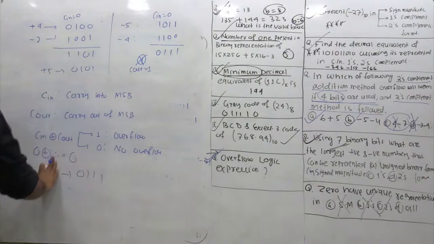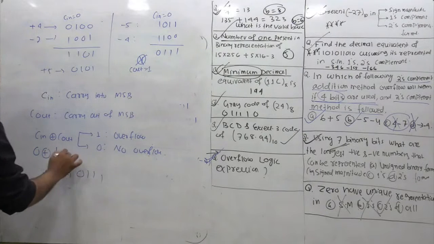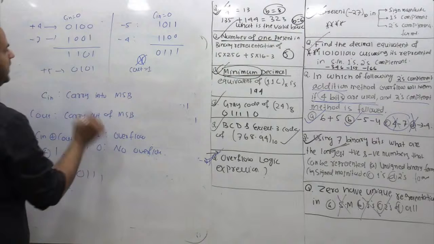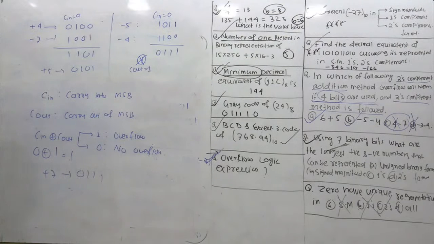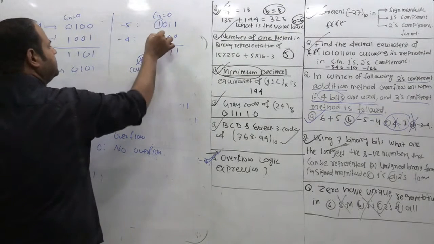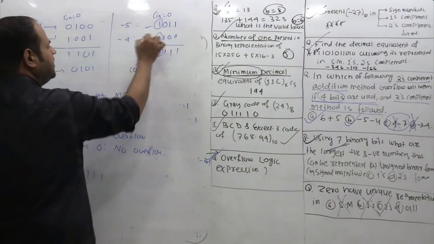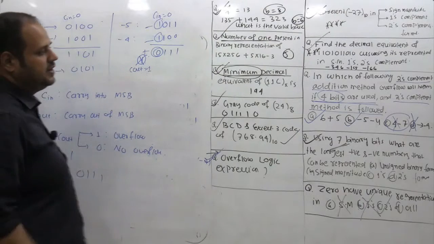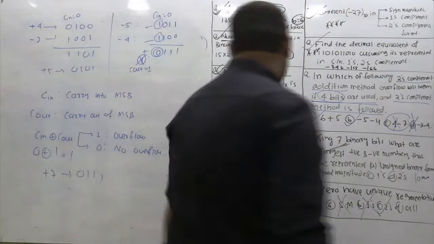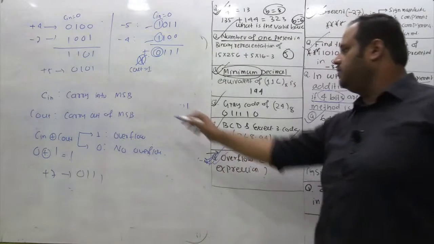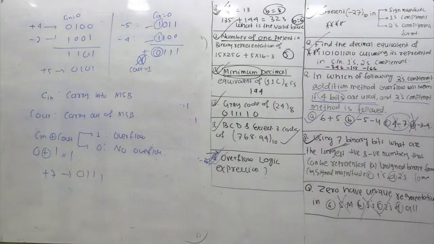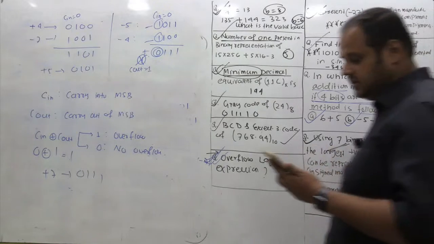So Cin is 0, Cout is 1. So 0 XOR 1 is 1. Because we are getting 1, it is indicating an overflow condition, and you can see that also. The sign bit of this is 1, the sign bit of this is 1, but the sign bit of the result is 0. So we are adding two negative numbers, but getting a positive number, which is a sure case of overflow. So this is the overflow logic expression. Cin XOR Cout, if you get 1, then it will indicate overflow. If it is 0, then there is no overflow.